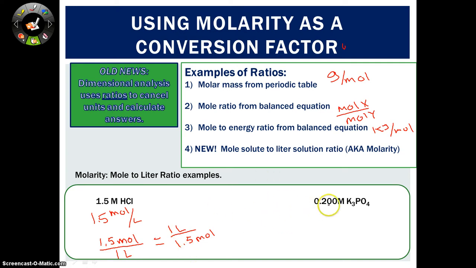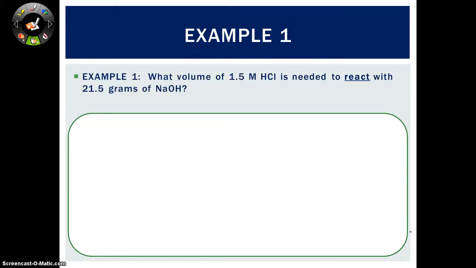We can set this up in stoichiometry. Here we have 0.200 molar potassium phosphate. So I have 0.200 moles per liter, and I can write this as 0.200 moles per 1 liter, or 1 liter per 2.00 moles. Now it depends on our given in our problem statement whether we want to use the equation or the ratio in this form or in this form. So let's look at the first example.